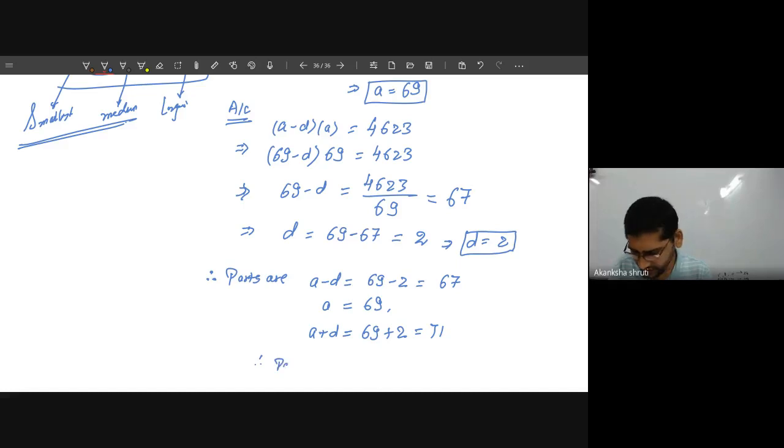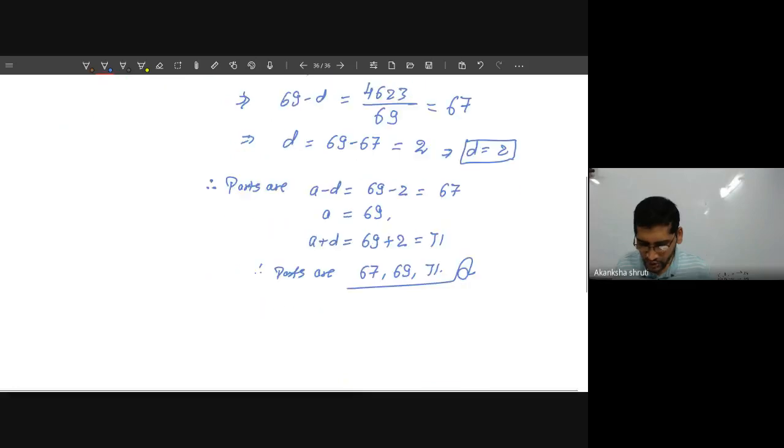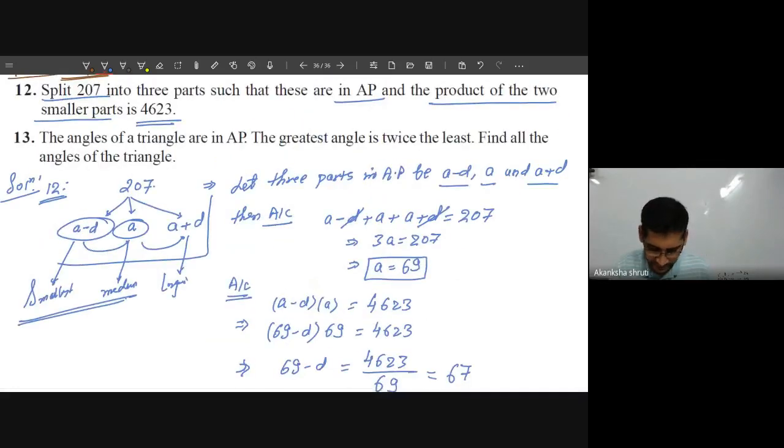Therefore, the parts are 67, 69, 71. Are we getting these three numbers are in AP? Yes, these are in AP. 67 plus 2 is 69. 69 plus 2 is 71. So this is how, if you are choosing the three numbers in AP, you can get it conveniently.